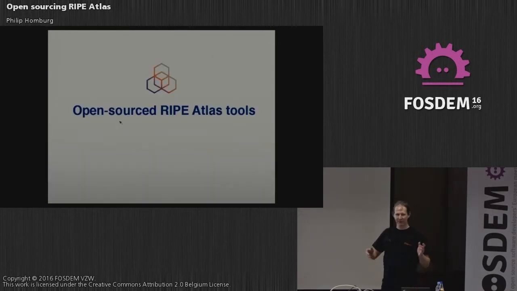Okay, so that's a short introduction of what Atlas is. What it does: a big collection of probes, a backend system that stores results, a website, APIs, and stuff like that.